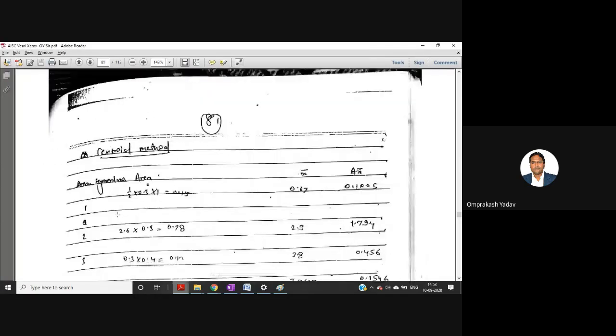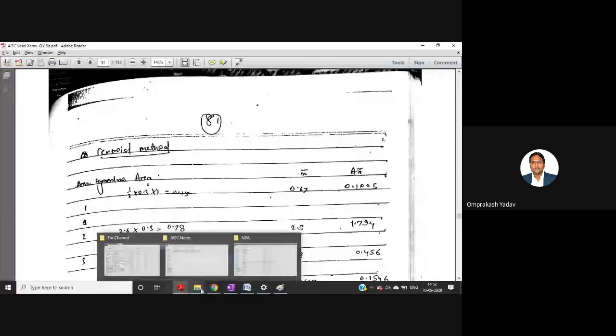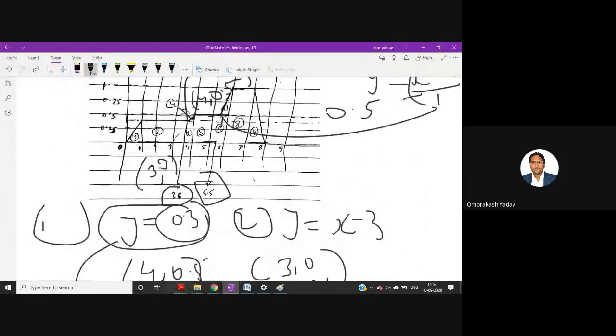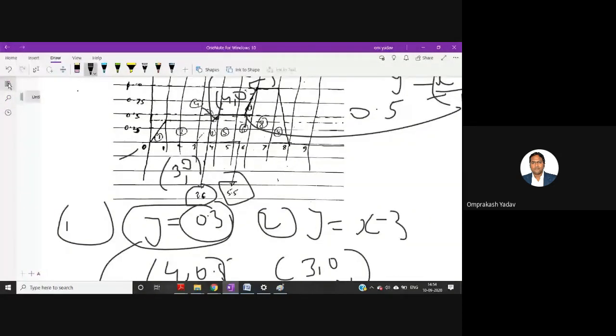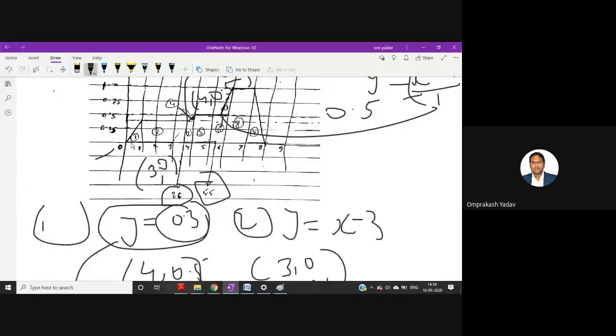Okay. So first is what? A triangle. So let's see. The first is this triangle. Now for this particular triangle, we have to calculate first the area. So area will be what? 1/2 into base into height, right?